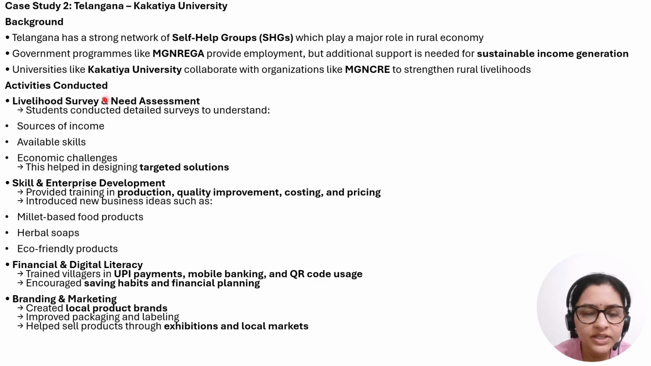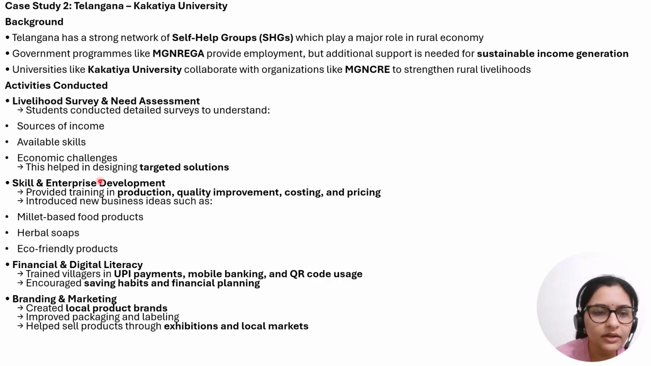So universities like Kakatiya University collaborated with MGNCRE to strengthen the rural livelihoods. Okay. What is the activity that is conducted by these Kakatiya University students? Livelihood survey and need assessment. Students collected detailed surveys to understand sources of income, available skills, economic challenges. So all these helped in designing the targeted solutions.